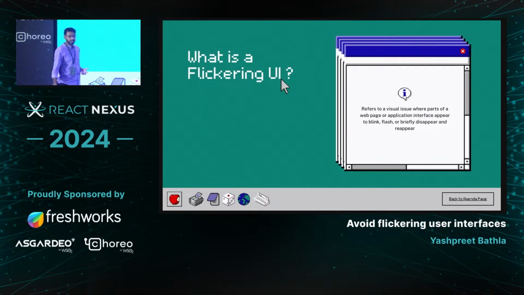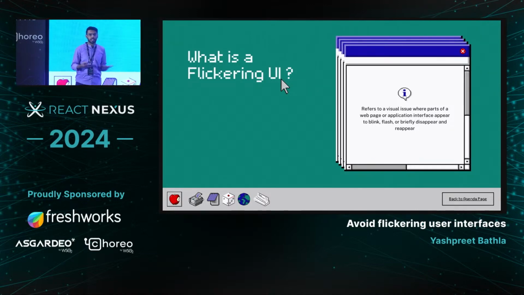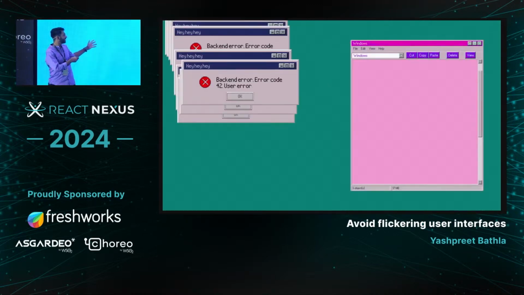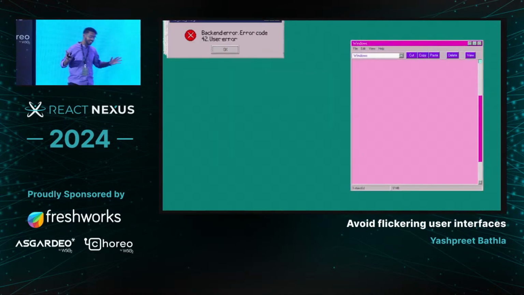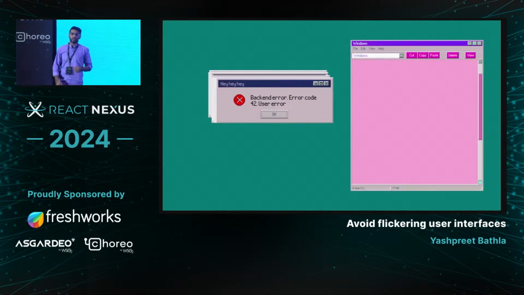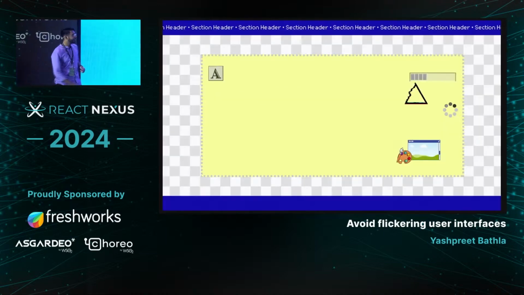Okay, so what is a flickering UI? Flickering user interfaces refers to a visual issue where part of a web page appears to blink, flash, or reappear and disappear. It is called flickering. Something like this, maybe, or this. But luckily, our browsers have evolved in a very good way, and we really don't see these kinds of jitters or flickers in the UIs now. So let's go ahead.